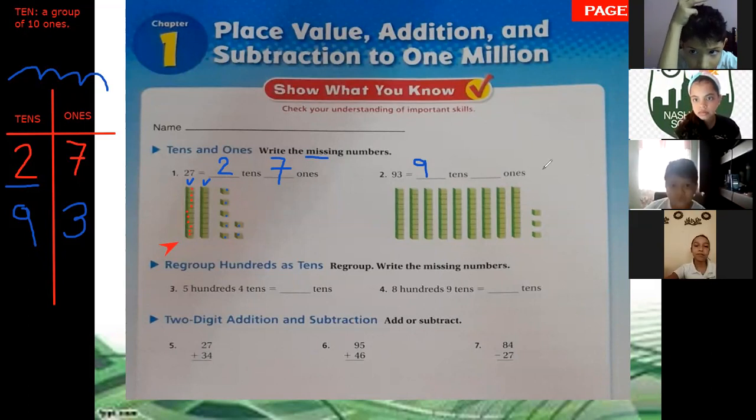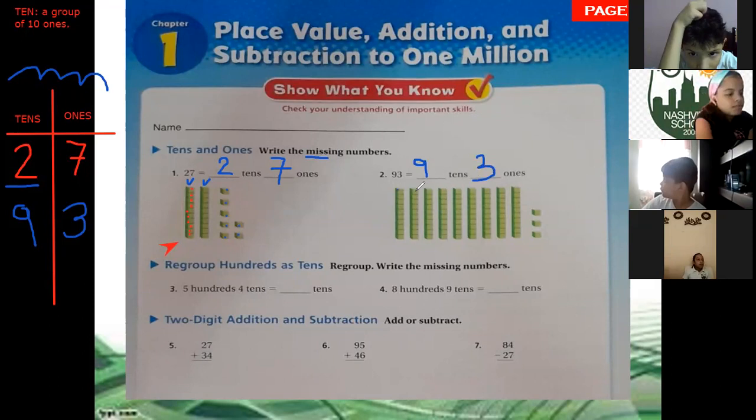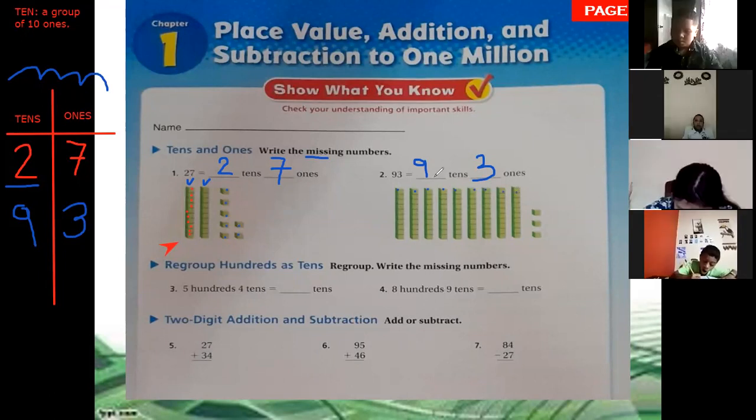Three. 3, exactly. The 10 blocks are this one. 1, 2, 3, 4, 5, 6, 7, 8, and 9, which is this number, 9 tens. And the ones, this one, 1, 2, and 3. Okay, now regroup hundreds as tens.